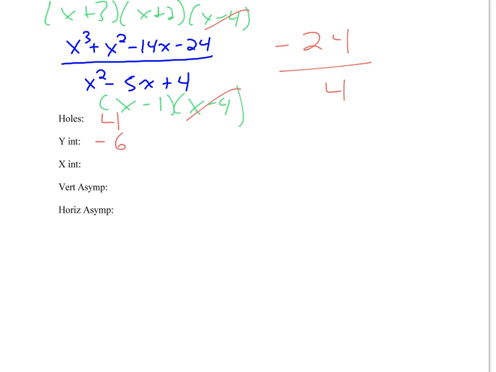My x-intercept, I'm going to let the numerator be 0. So my roots are going to be whenever my numerator is 0, and we just factored this. I've eliminated the x equals 4, but I also now am going to have roots of negative 3 and negative 2.